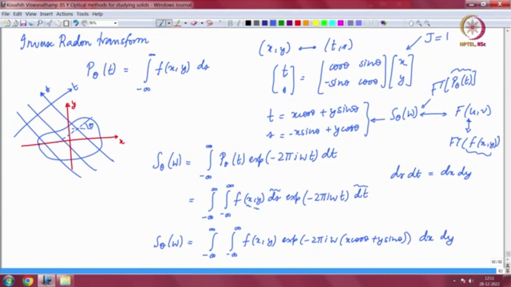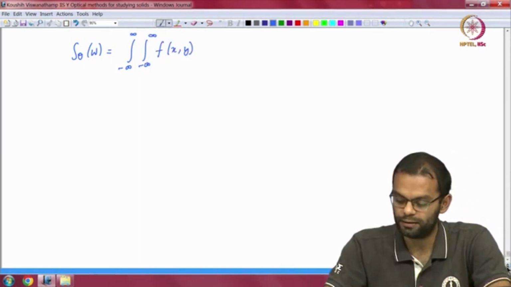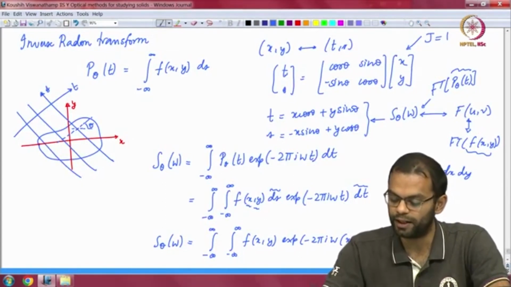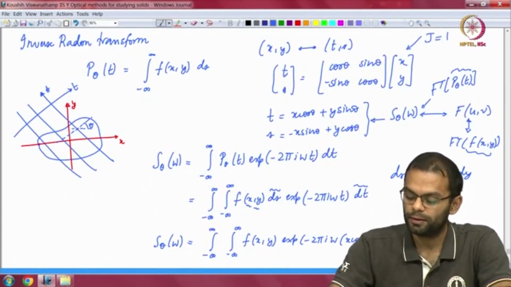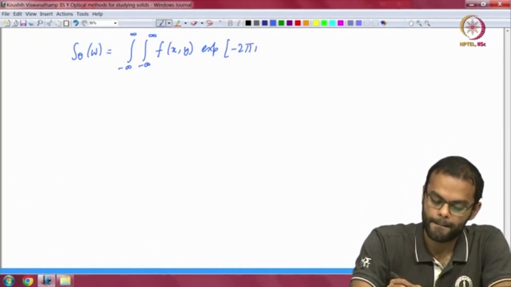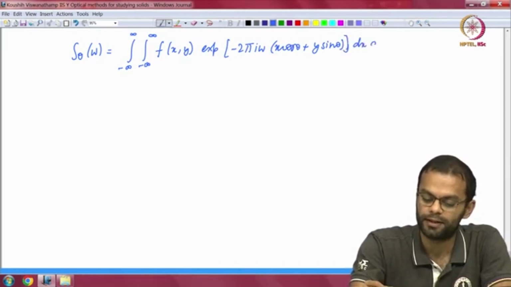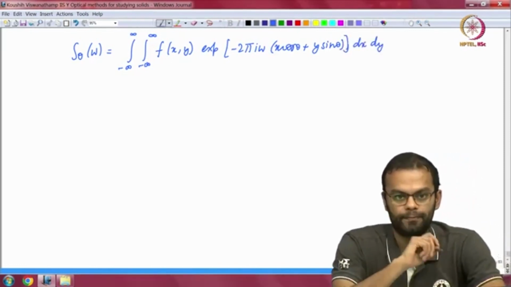Okay, that is S theta of w. So, let me just rewrite that. S theta of w was a double integral from minus infinity to plus infinity of f of x comma y. If you go back, we had this exponential minus 2 pi i w times x cos theta plus y sin theta for t, times dx times dy. Okay.